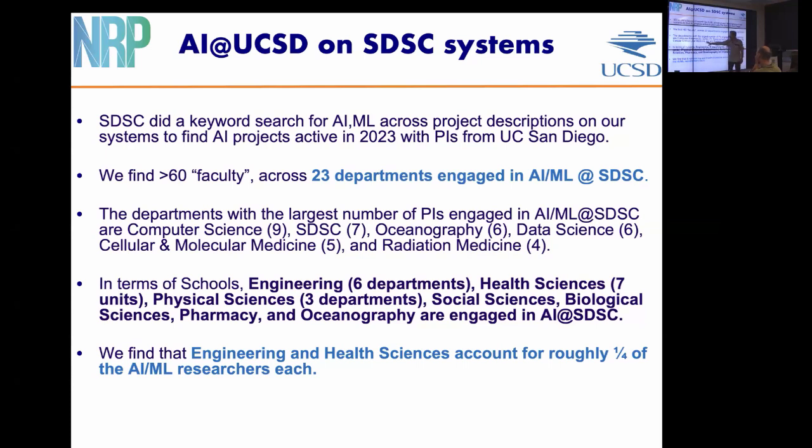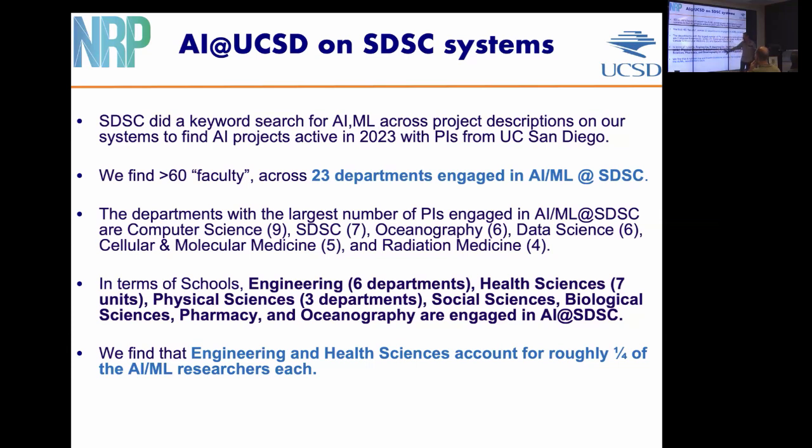Then the one where it really got weird is cellular and molecular medicine. I didn't even know that such a thing existed, really. Nor do I really know what they do in that department. But that department had 5 researchers that do AI ML. And then similarly radiation medicine, those are the people who basically do computer vision or apply computer vision because they're analyzing pictures.